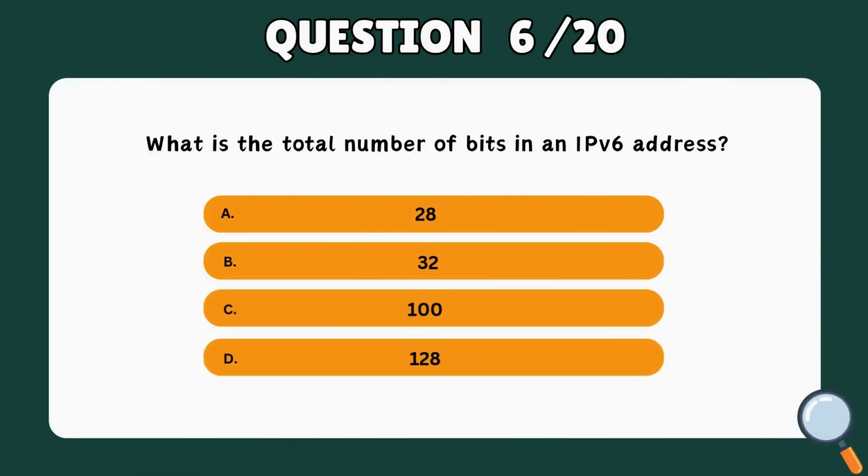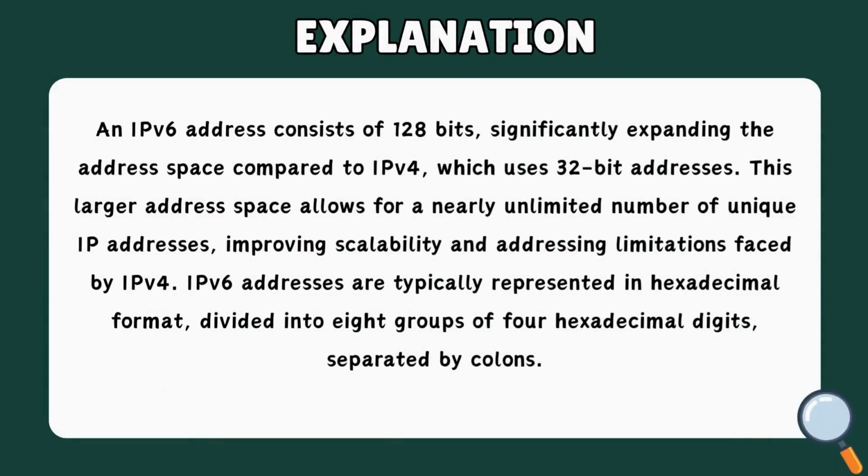Question 6. What is the total number of bits in an IPv6 address? A. 28. B. 32. C. 100. D. 128. Correct answer: D. 128. An IPv6 address consists of 128 bits, significantly expanding the address space compared to IPv4, which uses 32-bit addresses.